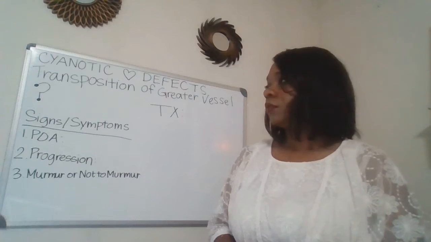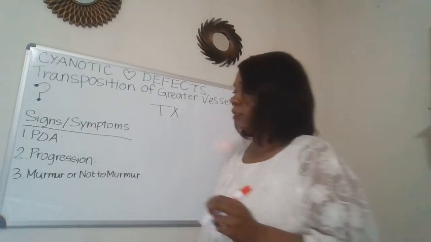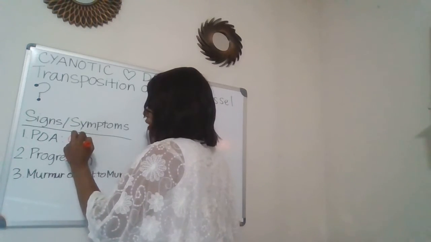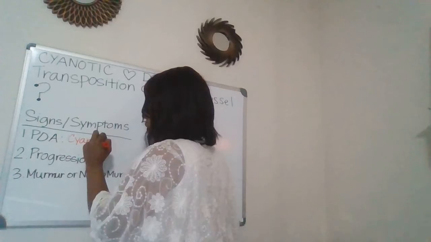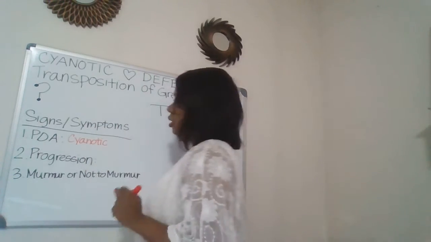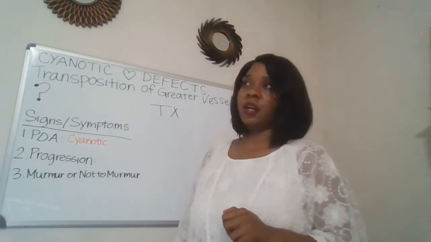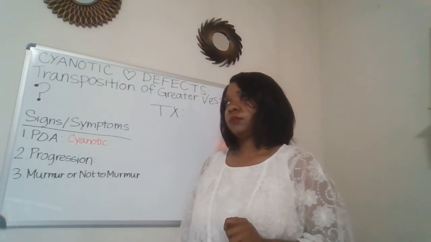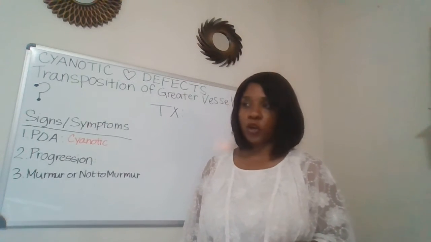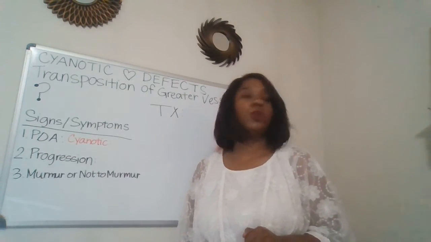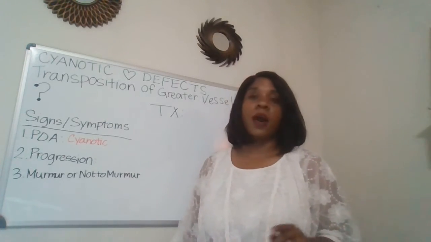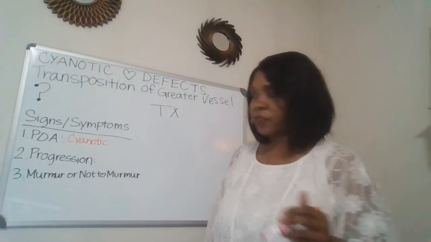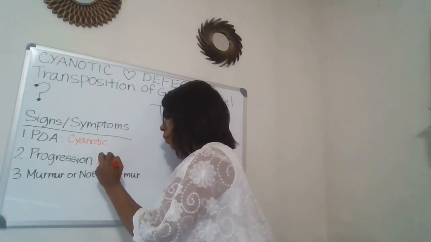So if the PDA closes, the baby is going to turn severely cyanotic, so much so that they might look like a Smurf. Super, super blue. Now, how do we know this is progressing? We know this is progressing if they start experiencing hypoxia.